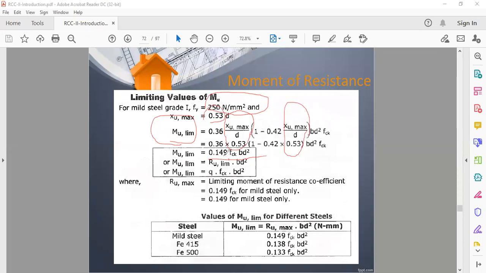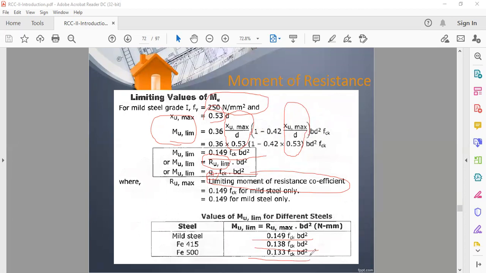This factor is also called Ru limit, or the limiting moment of resistance coefficient. Or we can say it's a Q. So 0.149 fck for mild steel. Okay, so Mu limiting, if you just calculate, you will get 0.149 fck bd square, 0.138 fck bd square, and 0.133 fck bd square.